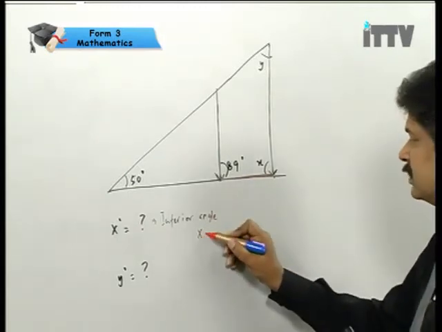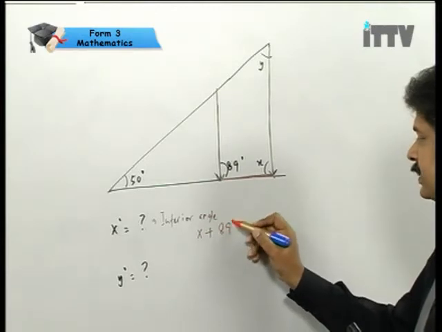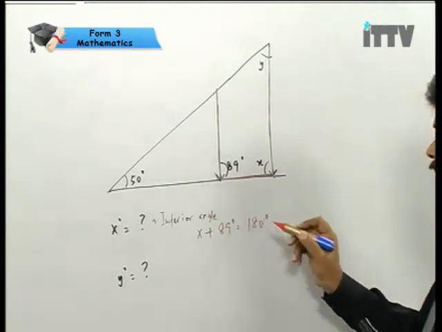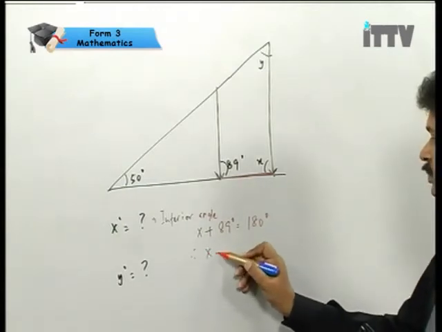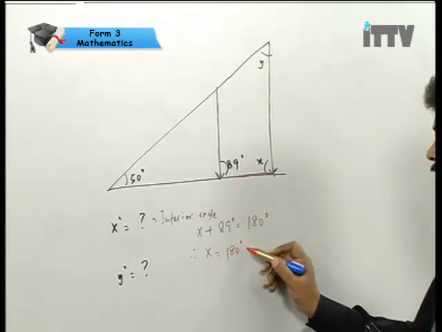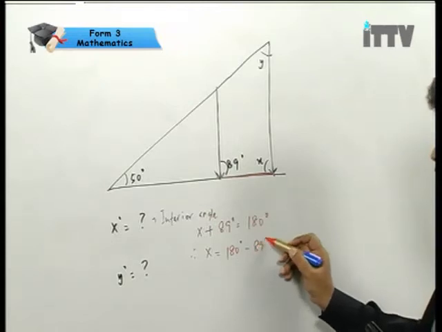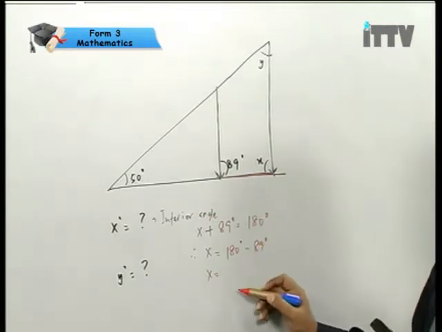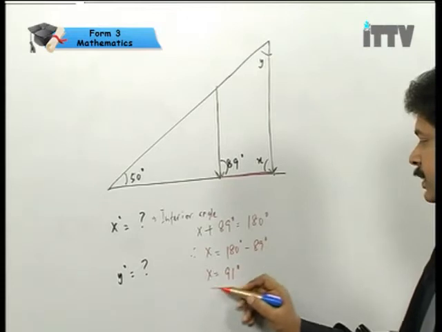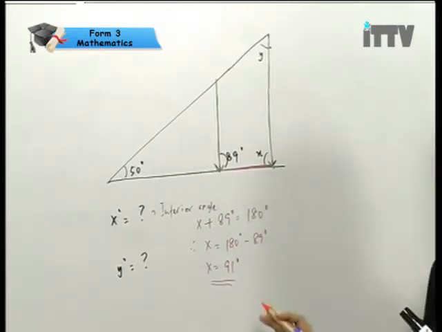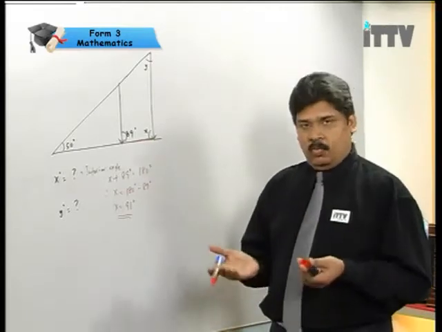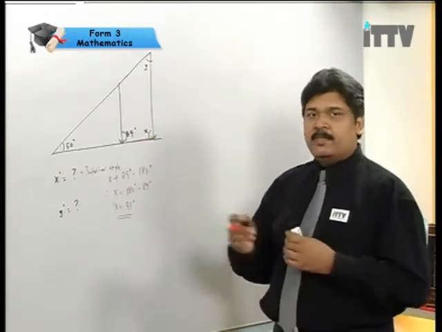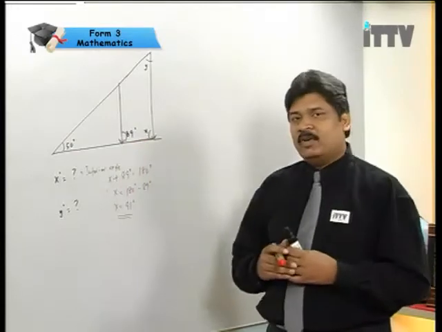Therefore, what is the value of x then? So, x plus 89 would give you 180 degrees. So therefore, x will give you 180 degrees minus 89 degrees. x is equivalent to 91 degrees. This is how you find x. It is that simple. Why? Now you are able to identify the type of angles.